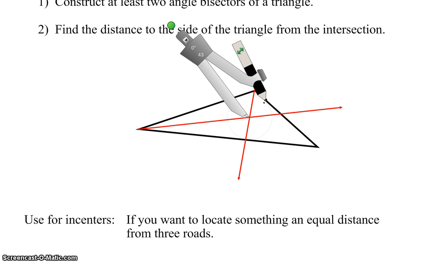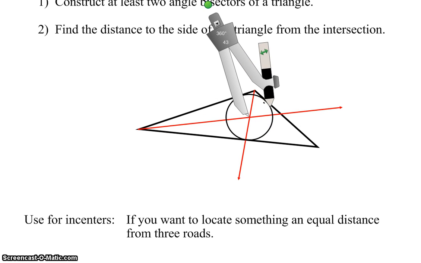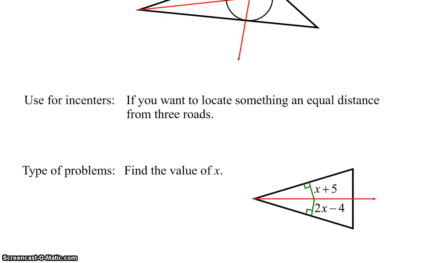Notice that the point of my compass is at the incenter, the pencil of my compass is on the circle, and if I draw the circle, you can see that it touches each side of the triangle. That means that that's an equal distance to each road.